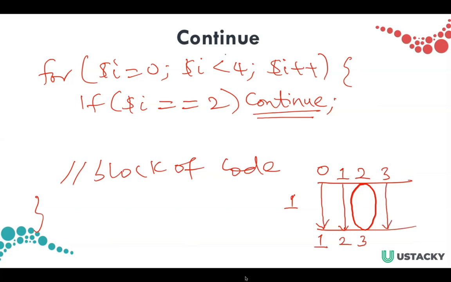So instead of having 4 loops, you'll be having 3 loops, because one of the loops will be skipped when $i equals 2. This is the difference between continue and break. Break terminates the entire loop, while continue only terminates the current loop and moves the line of execution to the next loop. Let us see the differences in actual coding and check the result in the browser.